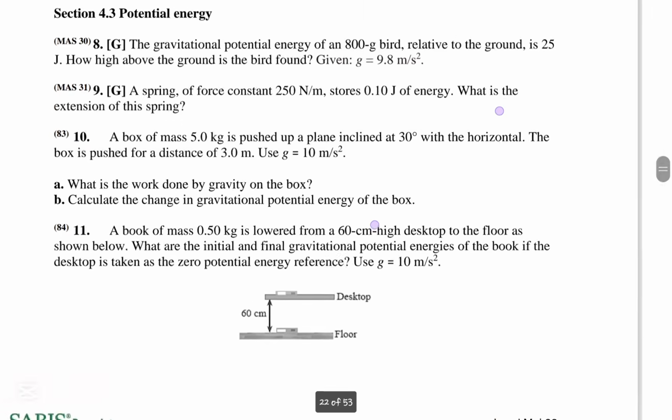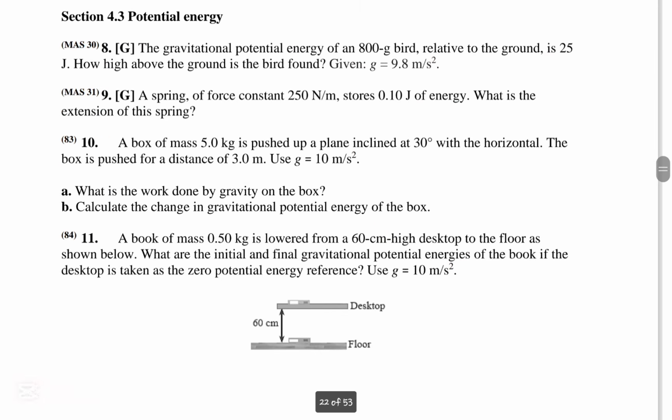The gravitational potential energy. Remember what we said: the higher up you go, the more positive; the lower you go, the more negative, of course with respect to the reference point. Okay, so the gravitational potential energy, GPE, of an 800 gram, so 0.8 kg, bird relative to the ground is 25 joules.